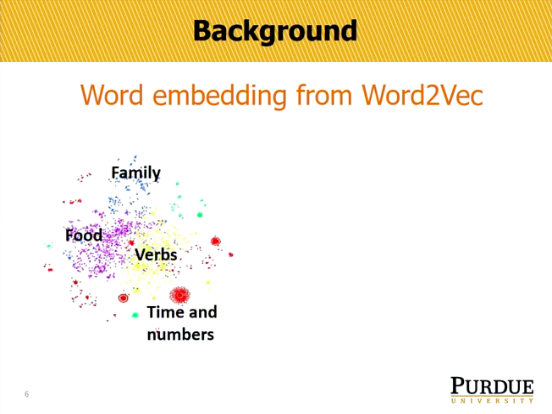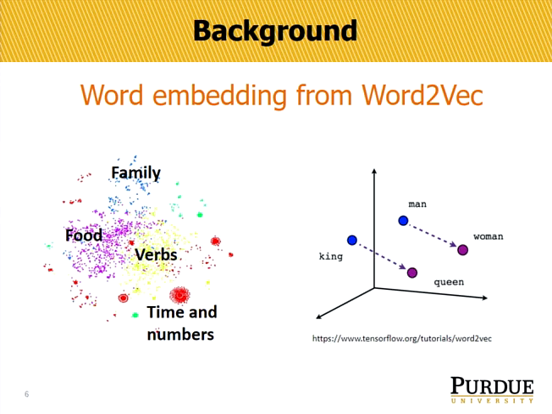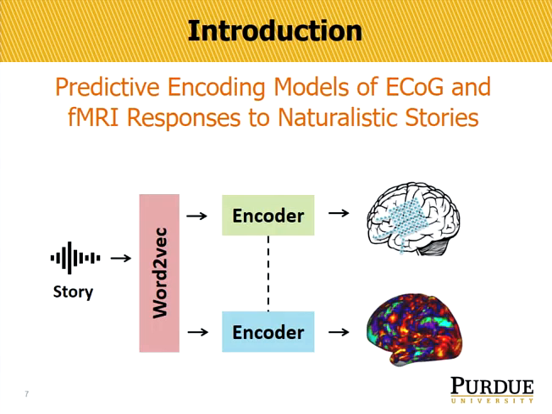In the word2vec space, words that share similar contexts tend to cluster together. The semantic relationships between words can be reproduced by vector arithmetic. For example, king minus queen is similar to man minus woman. So in this talk, I will introduce our findings by mapping this word2vec representation to brain activities when subjects are listening to continuous naturalistic stories.